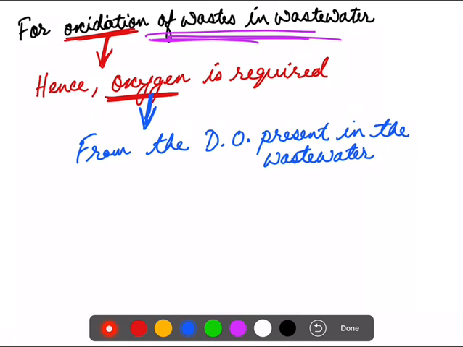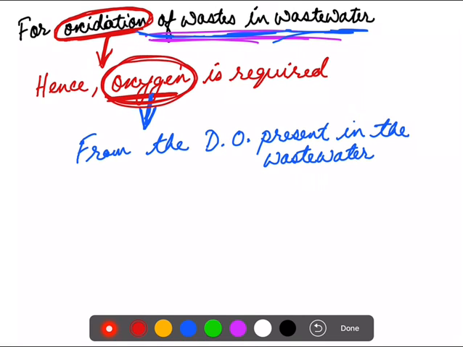Bacteria oxidize the waste inside the wastewater. How is the oxidation taking place? With the word oxidation, obviously you need oxygen. So how is this oxygen obtained? It is obtained from the dissolved oxygen which is present in your wastewater. Everything is connected with the dissolved oxygen.